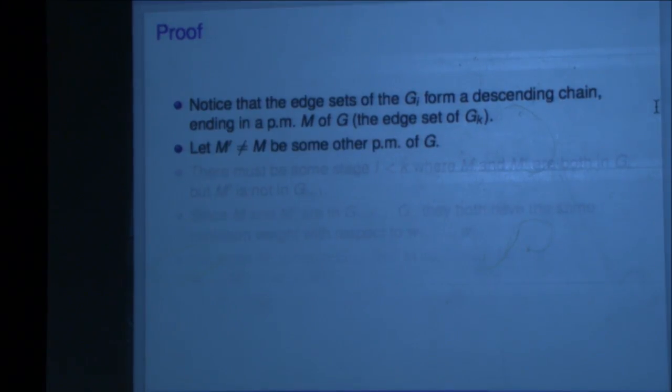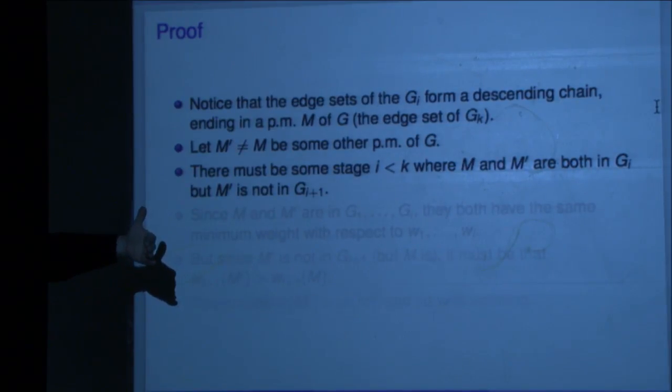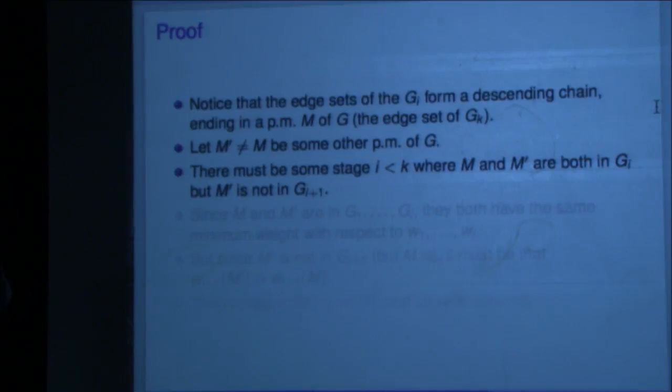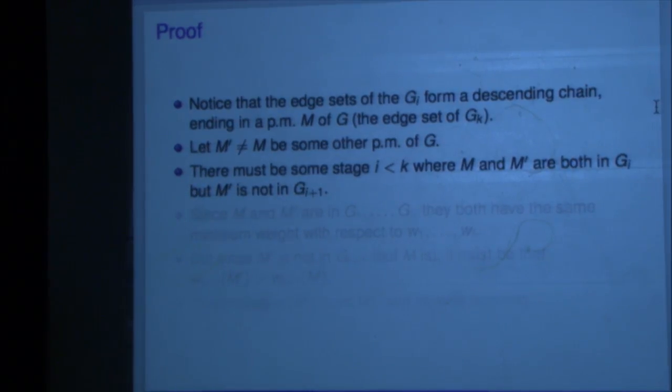Now suppose there's another perfect matching of G, call it M prime, which is different from M. We want to show that the master weight function gives a higher weight to M prime, and that'll isolate M. So if M prime is different from M, then M prime doesn't survive to stage K. There's some stage I less than K where M and M prime are both in G sub I, but M prime doesn't survive to G sub I plus 1. So it's in G sub I, but it's not in the derived graph of G sub I.